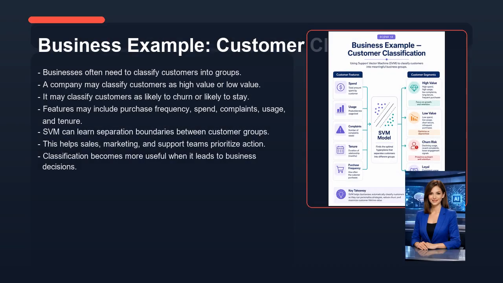Now let's look at business example, customer classification. Businesses often need to classify customers into groups. A company may classify customers as high value or low value. It may classify customers as likely to churn or likely to stay. Features may include purchase frequency, spend, complaints, usage, and tenure. SVM can learn separation boundaries between customer groups. This helps sales, marketing, and support teams prioritize action. Classification becomes more useful when it leads to business decisions.